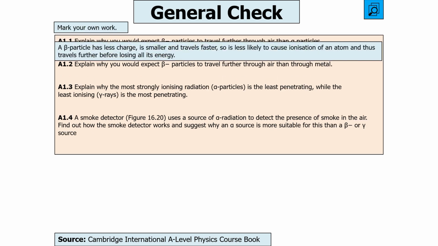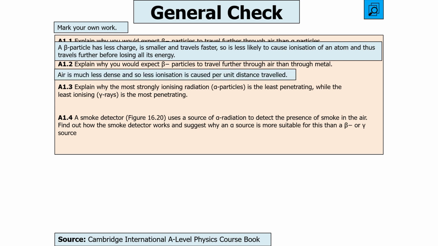So pause the video now, then unpause the video and you want to go through your answer. Right, so in the first one, a beta minus particle has less charge, it's smaller and it travels faster, so it's less likely to cause ionization of an atom, so therefore it'll travel further before it loses energy from this ionization process. It'll travel much further through air than through metal because air is much less dense than metal, so there's less ionization caused because there's less interactions with the atoms of the object.